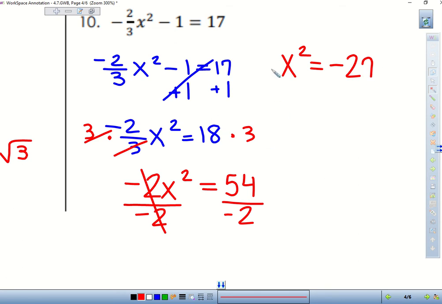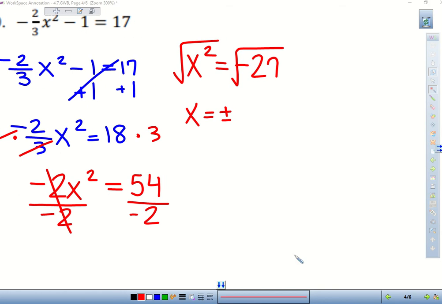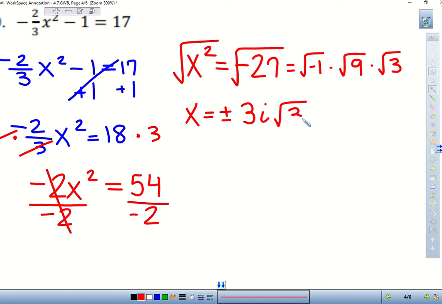And then what do I do? Square root it. That comes out to be x equals plus or minus. Now, this breaks down into radical negative 1, radical 9, and radical 3. Good. So what's my final answer going to be? 3i radical 3. Good. So those are our two answers. Everybody good with that?